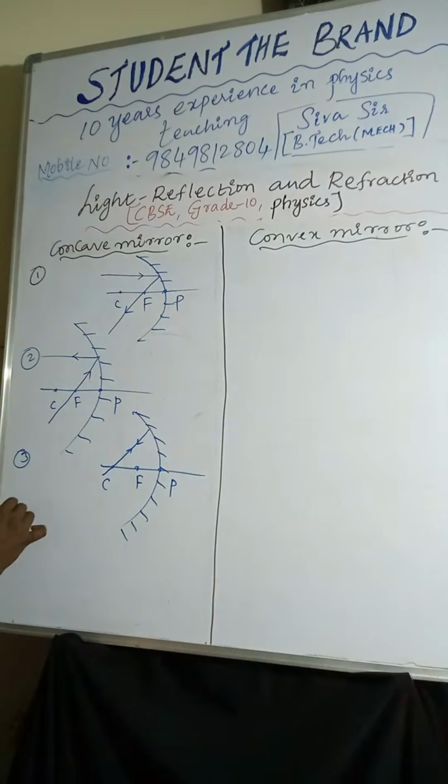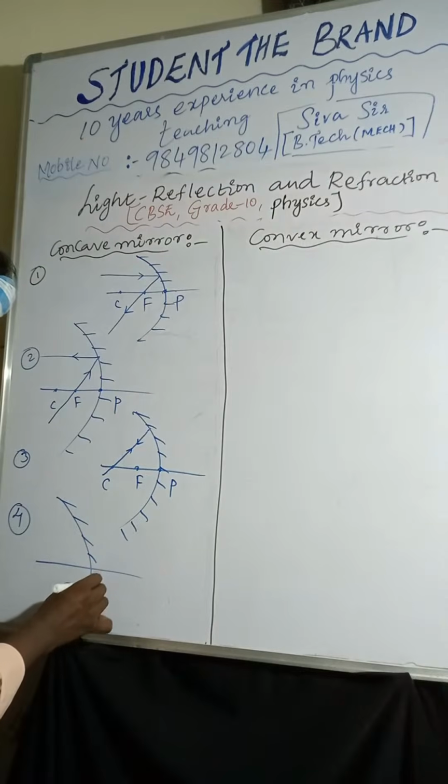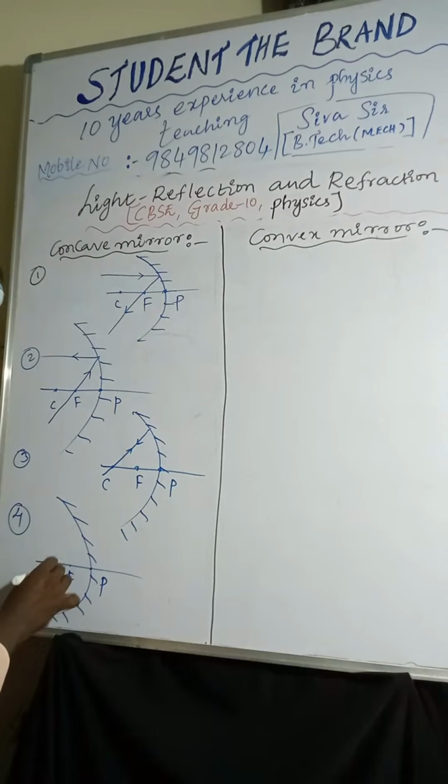Coming to fourth one, if the light ray is incident at the pole, pole, focus, center of curvature, it reflects back.